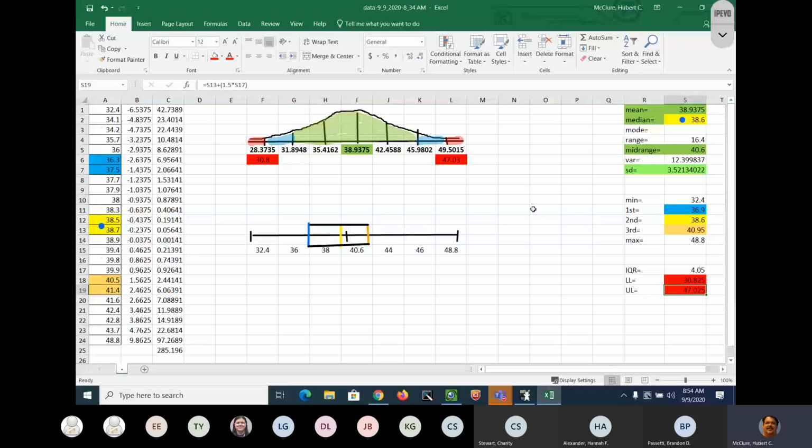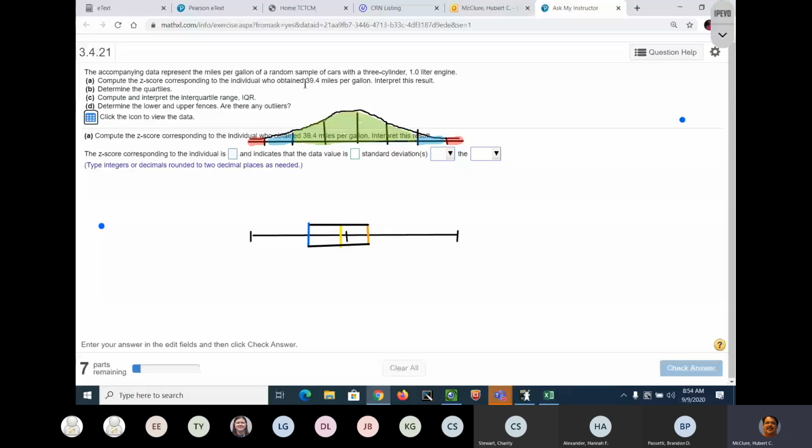Okay, so let's see what the question asked in the first place. It says compute the z-scores corresponding to the individual 39.4. So if we're going to calculate that 39.4, then let's calculate it. I didn't do that. So they want to know the z-score with 39.4.